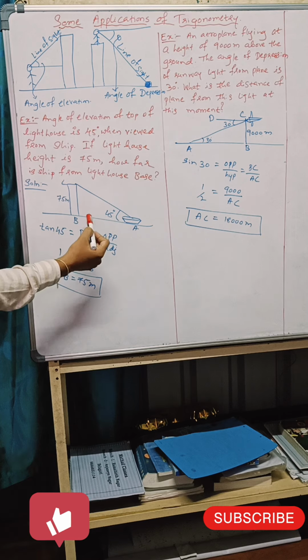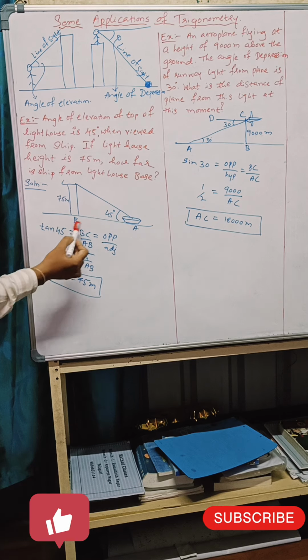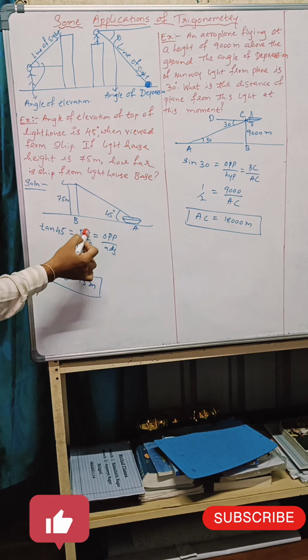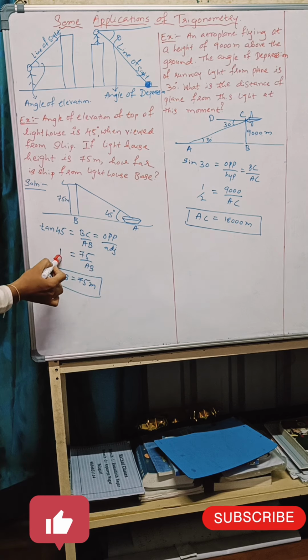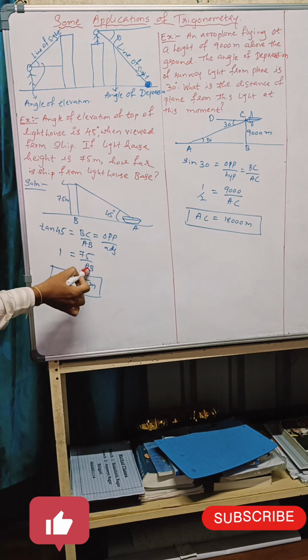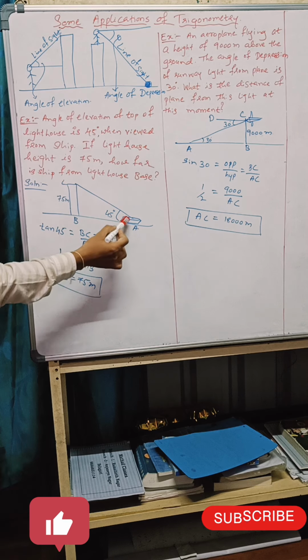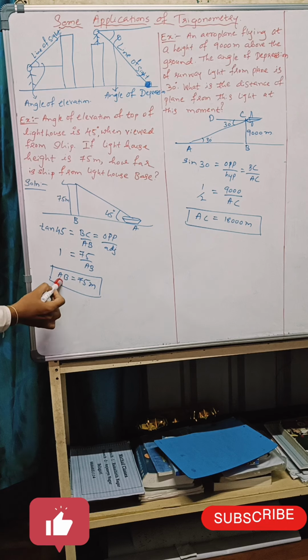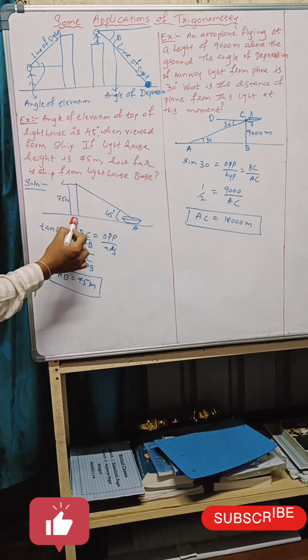Here we can apply tan 45 degrees, that is, tan of this angle is opposite by adjacent, that is BC by AB. Tan 45 value is 1, and BC is nothing but the height of the lighthouse, that is 75, divided by AB. AB is nothing but the distance between the boat and the base of the lighthouse. So AB into 1 is AB, AB is equal to 75 meters.